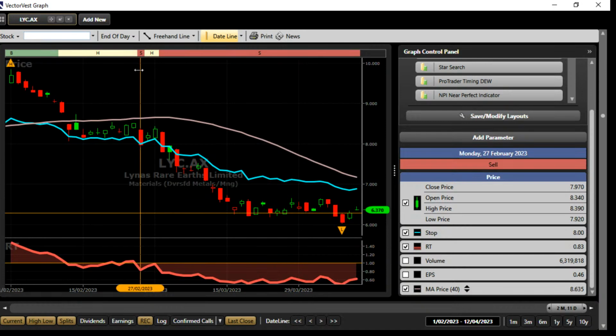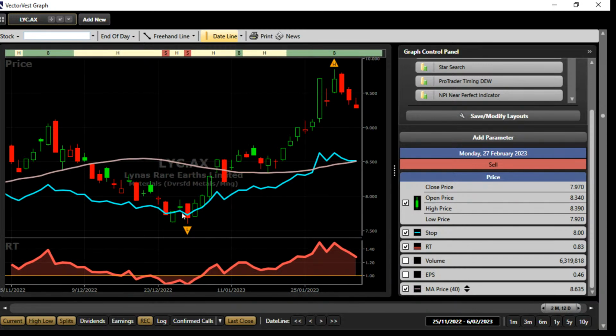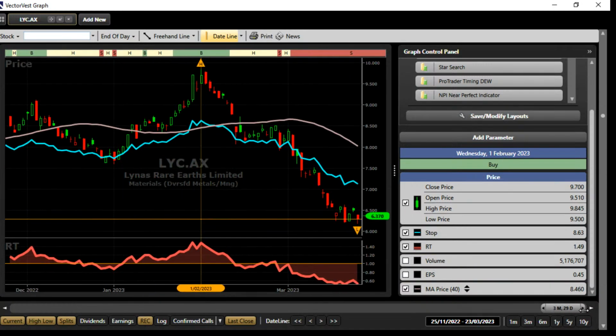All four start lighting up around about here. $7.97, it's down at $6.37. All right, so the power of the VectorVest system. Prior to that, you'd had a nice run. You're feeling good. You've gone up from $7 odd all the way up to $9 odd. You don't want to give away all that hard-earned profit. You start to see the signs lighting up here.